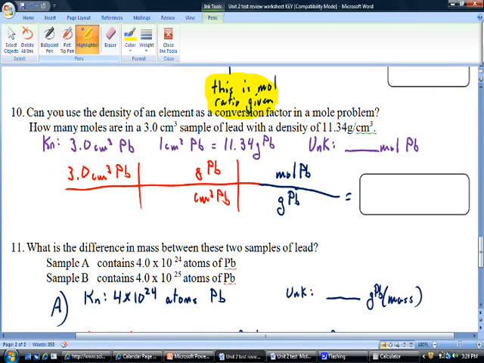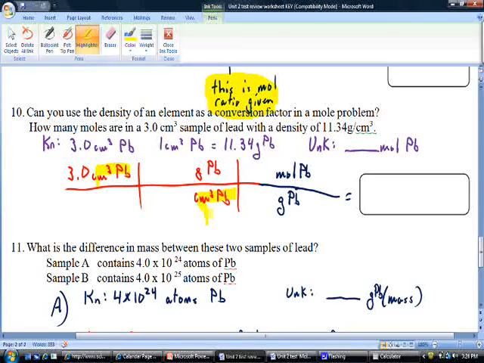So moving on to number 10, can you use density of an element as a conversion factor in a mole problem? So kind of combining that with a mole problem. And you'll see here that we have cubic centimeters of lead canceling with cubic centimeters of lead.